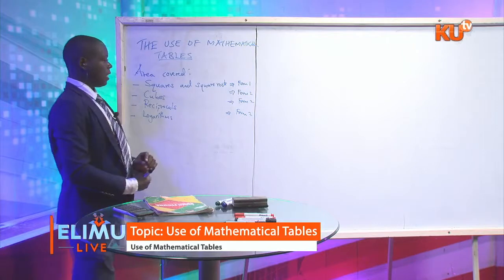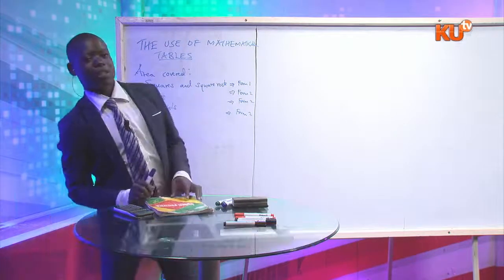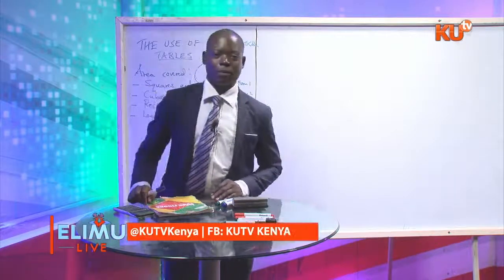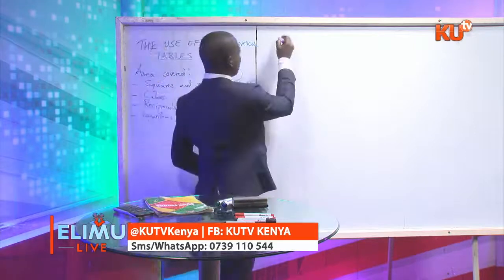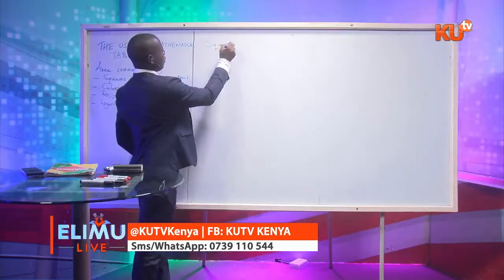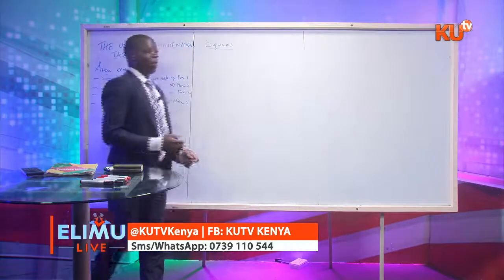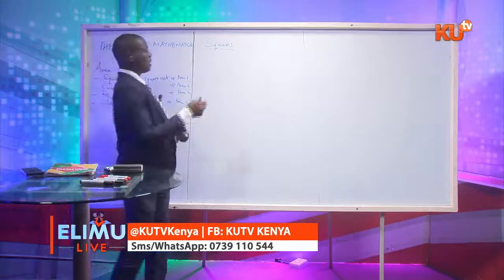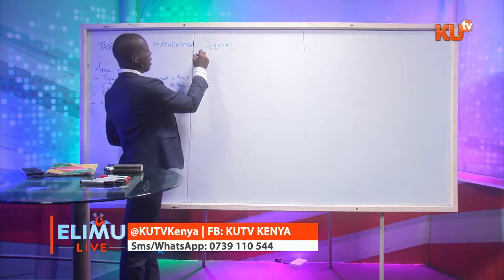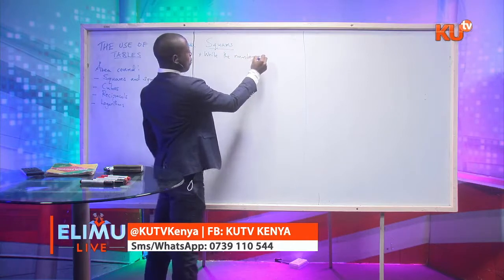Now, starting with squares. How do we read squares of numbers from tables? It is a very simple aspect. When you are reading the squares of numbers in tables, the first thing is always to write the number in standard form.